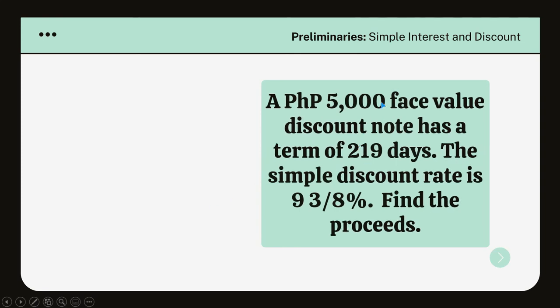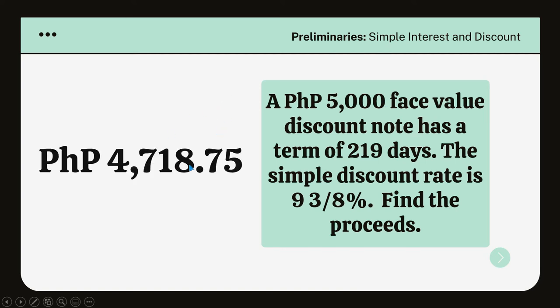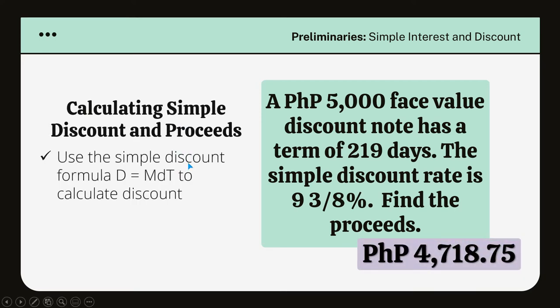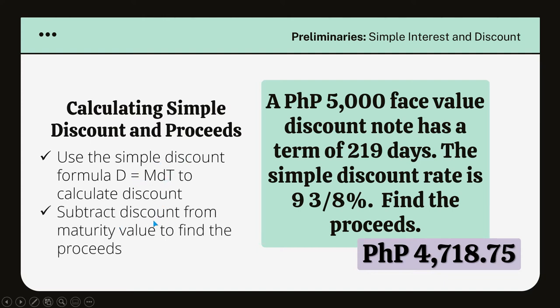So, let's proceed to the first question. A 5,000 peso face value discount note has a term of 219 days. The simple discount rate is 9 3/8%. Now we're gonna find the proceeds. So yung tinatawag natin na face value when we talk about discount is actually the maturity value. Therefore, to get this 4,718 pesos and 75 centavos, here's what we're gonna do. We're going to use the simple discount formula to calculate the discount and then subtract this discount from the maturity value para makuha natin yung tinatawag na proceeds.